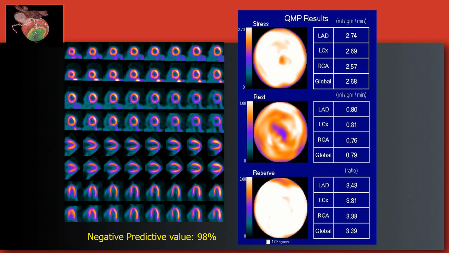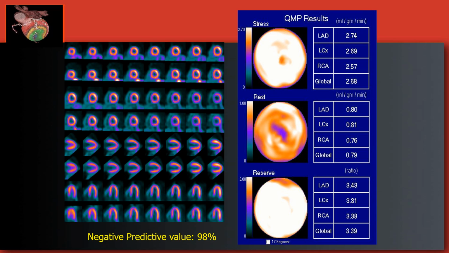And I want to point out that there's a little box here. If on your processing software you select that box, that will overlay the 17 segment map on top of it. So if somebody does have reduced blood flow reserve, you can correlate that or identify it, compare it to the 17 segment model to better locate the area.